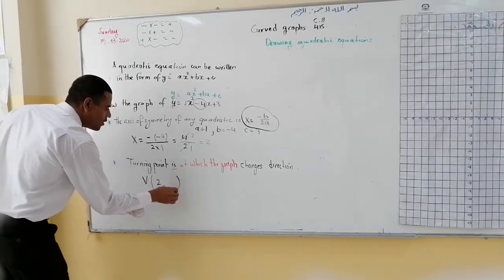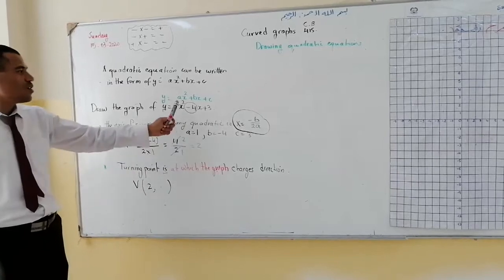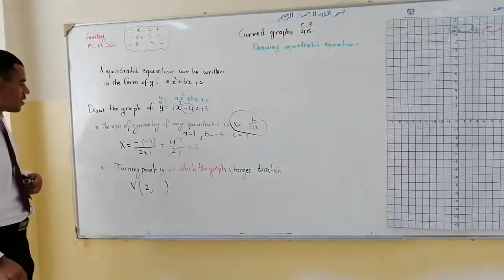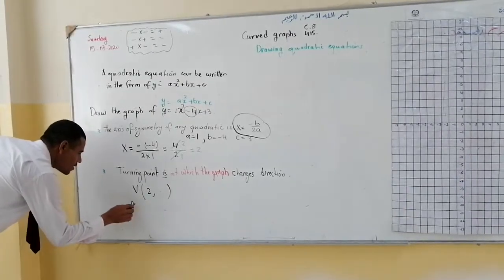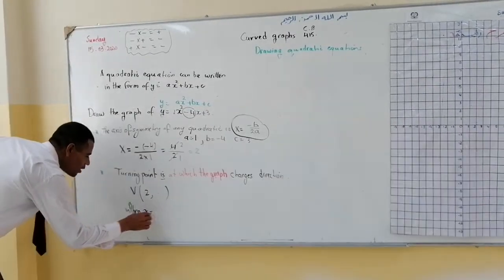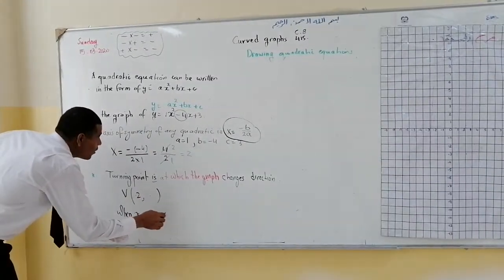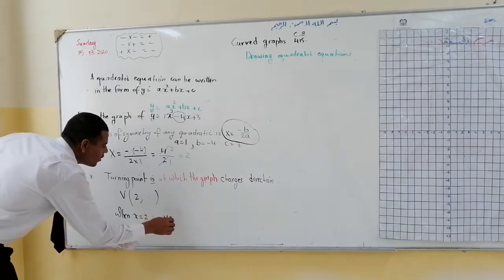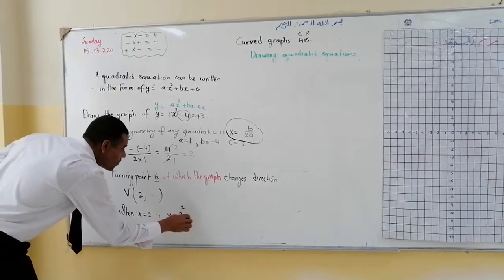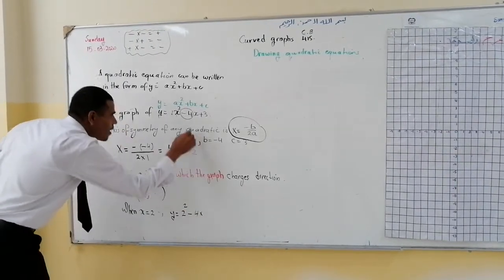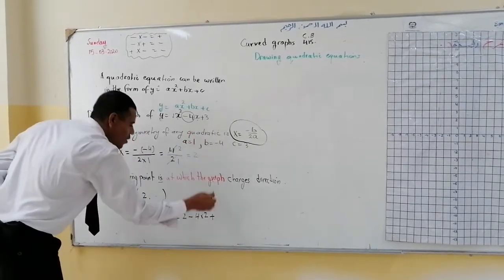Then how can you find the y? Just substitute this in this quadratic equation. You will find the y coordinate of the vertex. Let's see. When x equal 2, what is my equation? Very good. So y equal x squared, x now is 2, squared, minus 4 multiplied by x, x now is 2, multiplied by 2, plus 3.